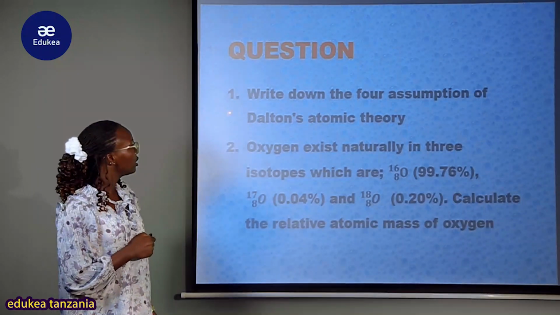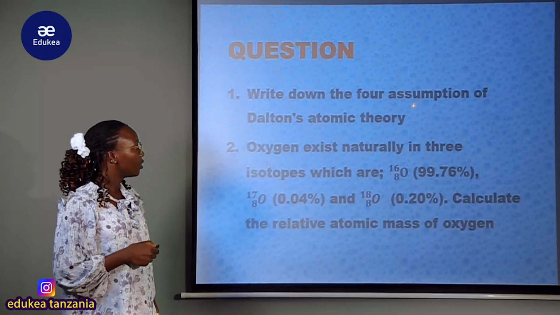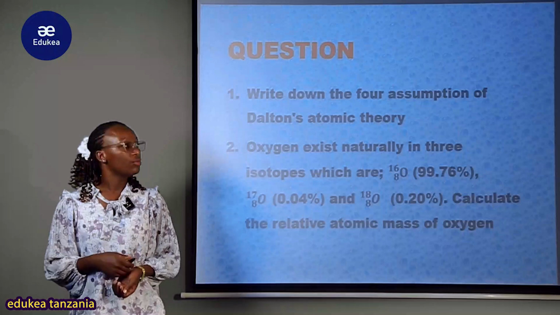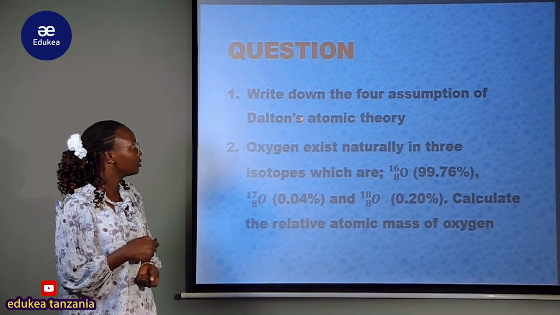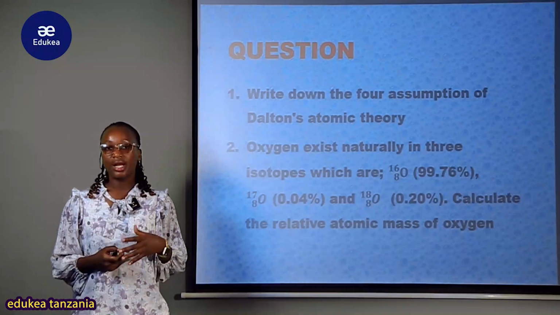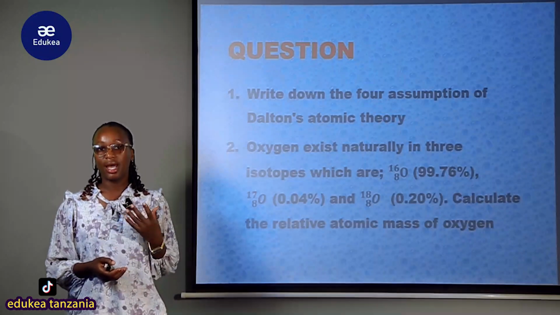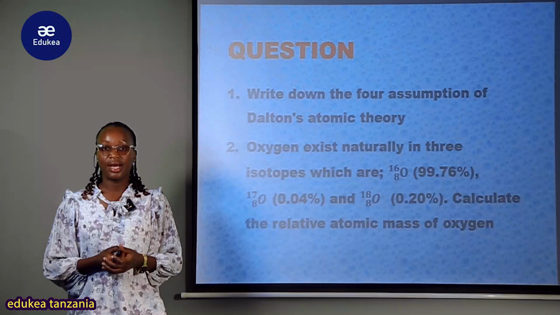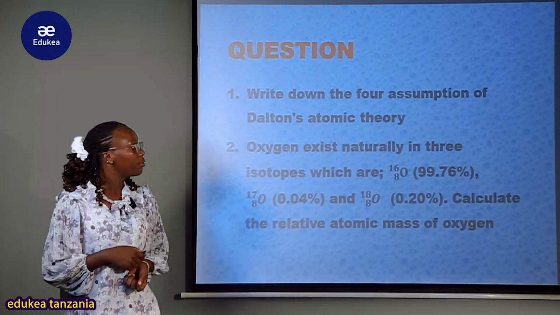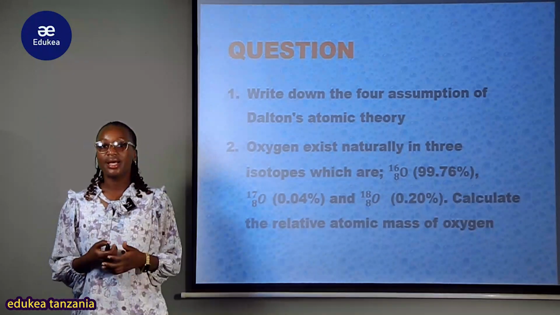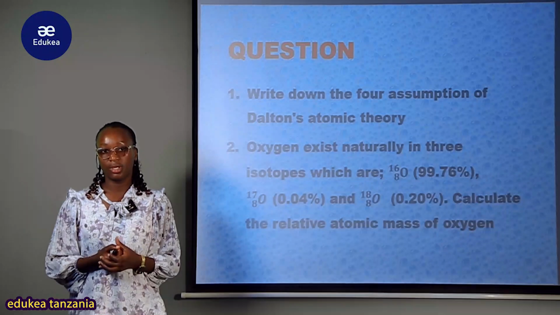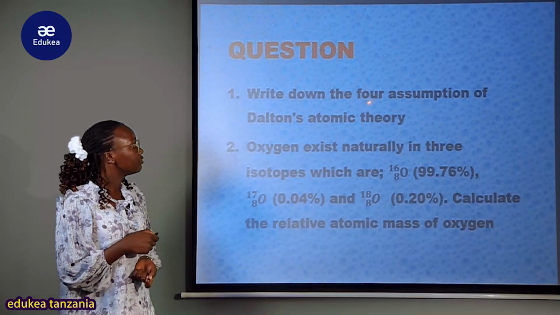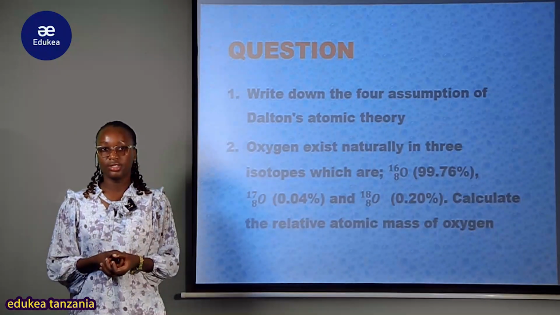So the first question is: write down the 4 assumptions of Dalton's atomic theory. Dalton atomic theory, alitoa mapendekezo yake au idea yake kulingana na the atomic structure. So hapa mwanafunzi anatakiwa aandike zile assumption za huyu Dalton atomic theory. And the question needs you to write just 4 points.